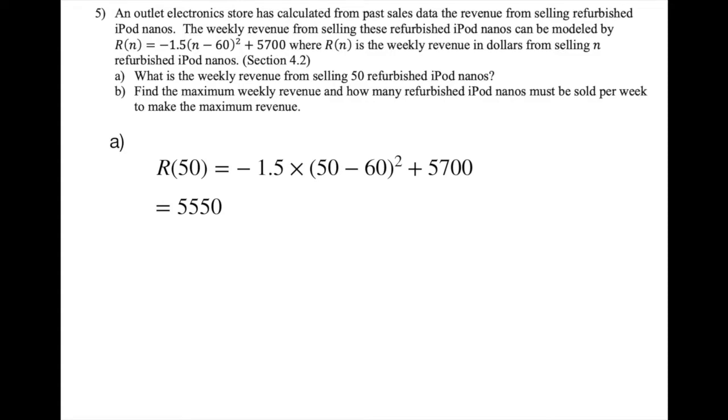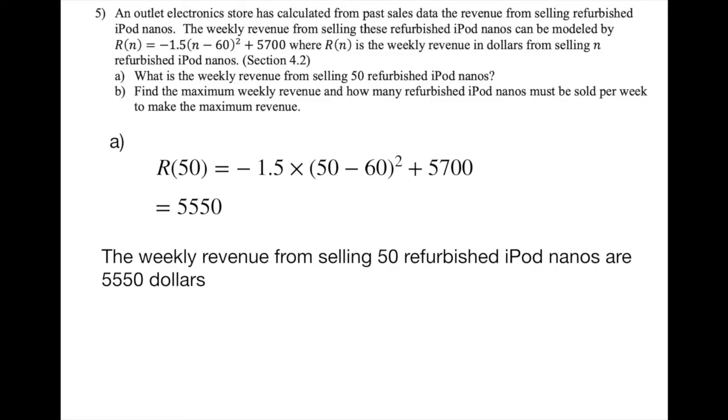So that means the weekly revenue from selling 50 refurbished iPod Nanos is $5,550. And don't forget to add your units in this final conclusion here. So that's part A. For part B, find the maximum weekly revenue and how many refurbished iPod Nanos must be sold to make that maximum happen.